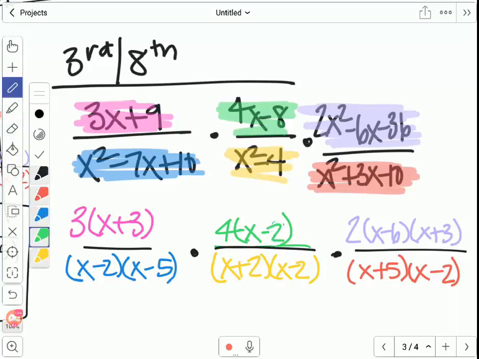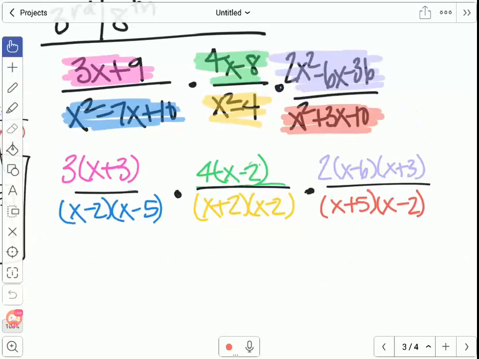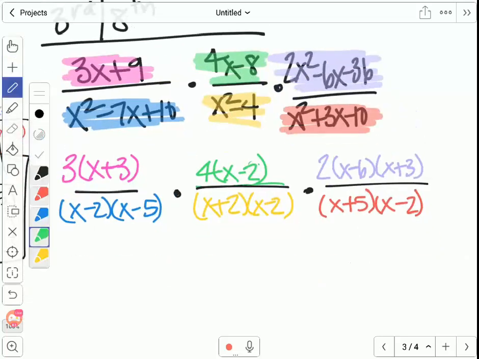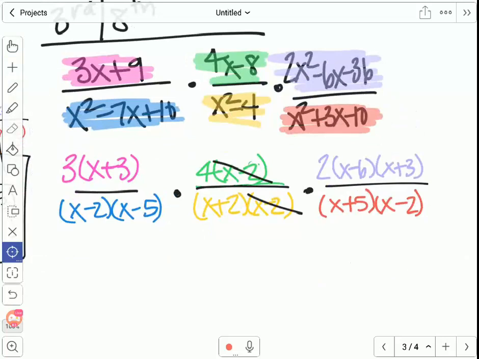So again, I'm just looking for anything that's the same in the numerator and the denominator. The only thing that shows up in both of them is an x minus 2. Some of you are probably wondering, why did you cancel out these x minus 2s, when last time you canceled out this x minus 2 with this x minus 2? The truth is it doesn't matter. There are two x minus 2s on the bottom, so as long as one of them goes away, we're good.